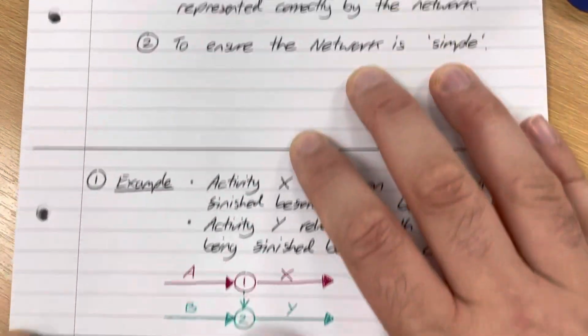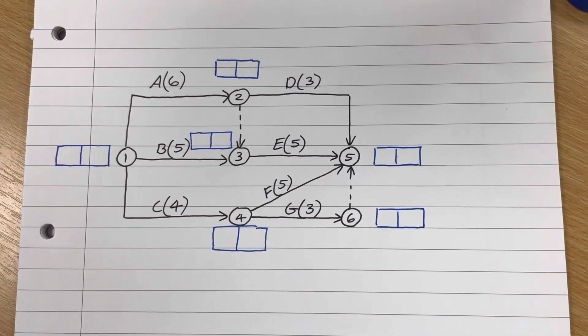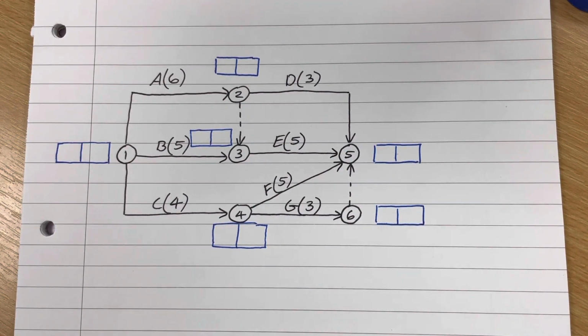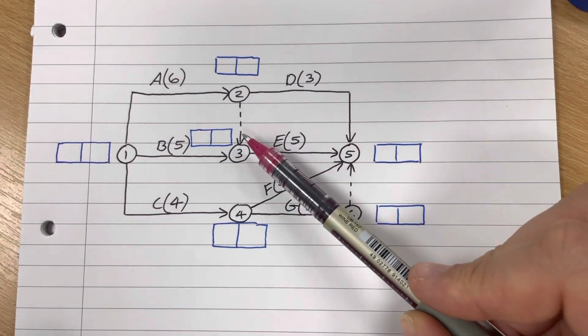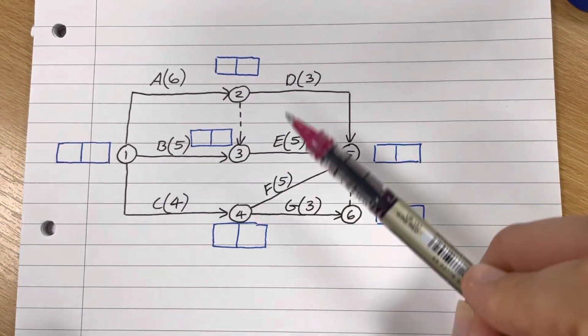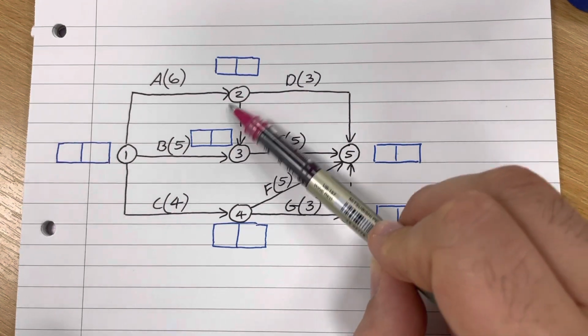Okay, so let's have a look at performing CPA on a network which contains dummy arcs. So here's an activity on arc network which contains dummy arcs. It's got one of each type, so this dummy arc is required because D only relies on A, but E relies on A and B. So that was reason number 1.